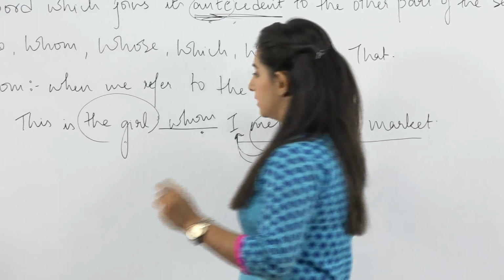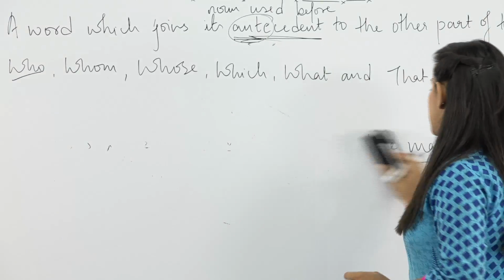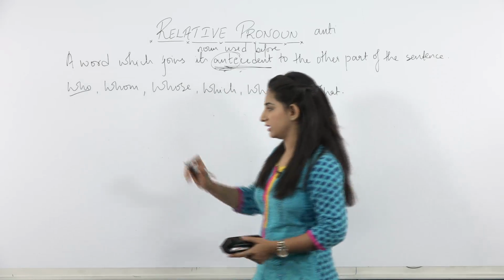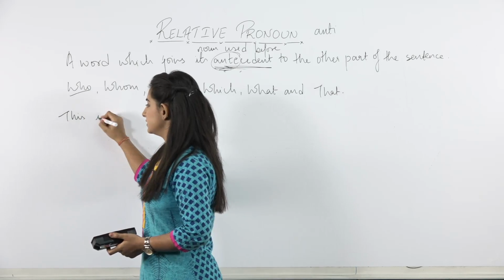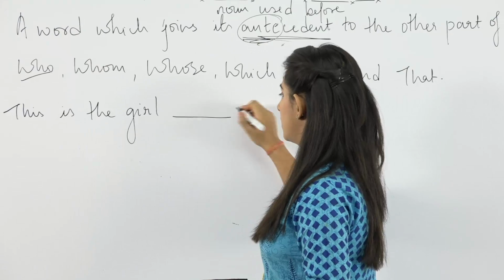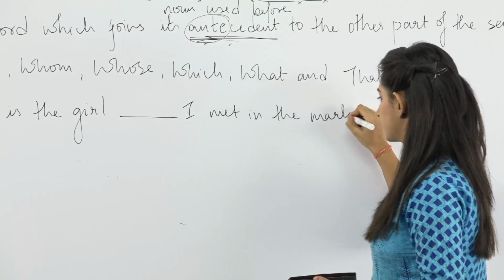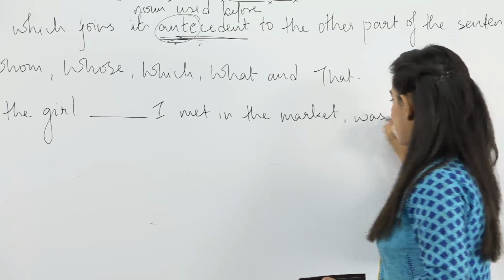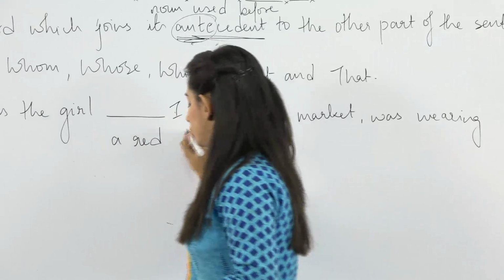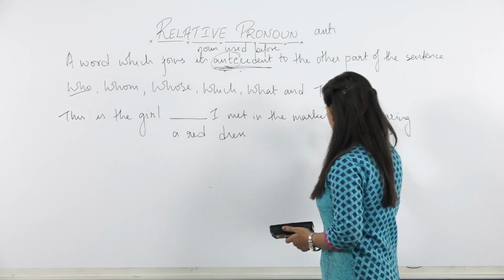अब सपोज करिए, इन दोनों में से सेंटेंस कंबाइन करके आ जाता है. If we have a sentence combined with these two sentences, which is like this: This is the girl dash I met in the market was wearing a red dress. This is the girl dash I met in the market was wearing a red dress.